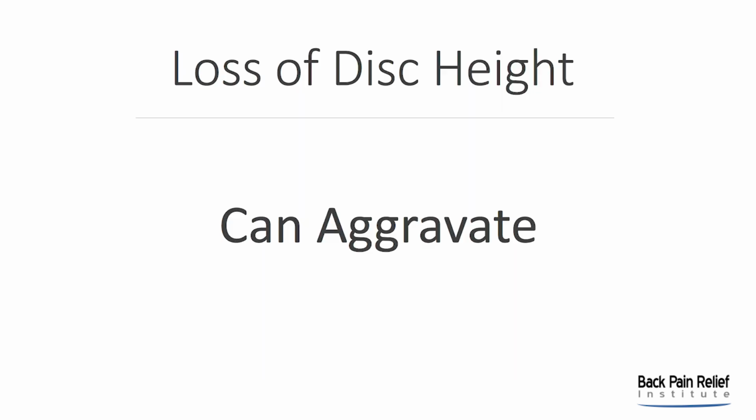This is just a reminder that loss of the disc height can aggravate foraminal stenosis. And actually the reverse of this process, where you increase the disc height, is also one of the keys of using a fusion or an implant to open up the disc height in order to relieve foraminal stenosis, whether in the lumbar or the cervical spine.